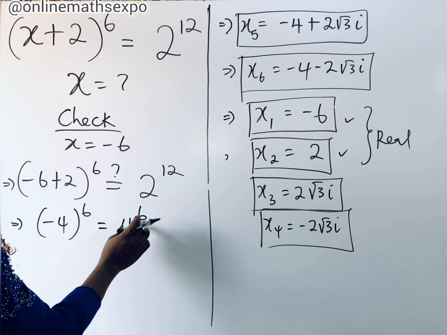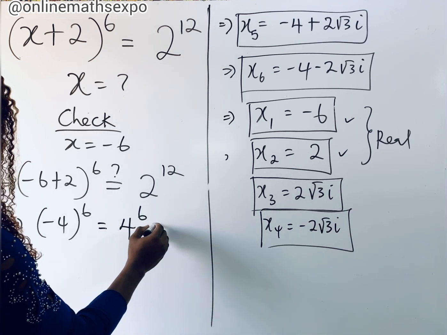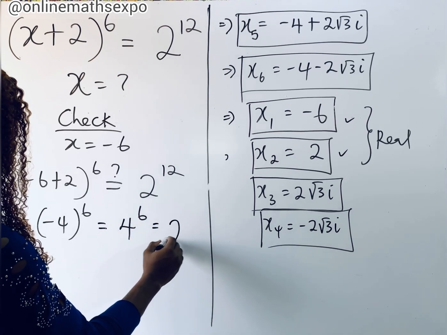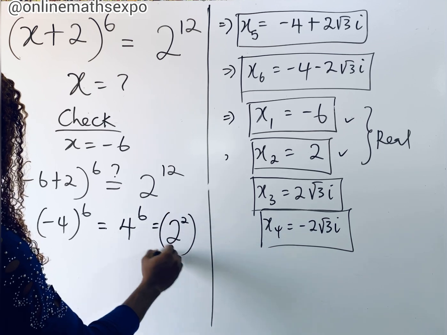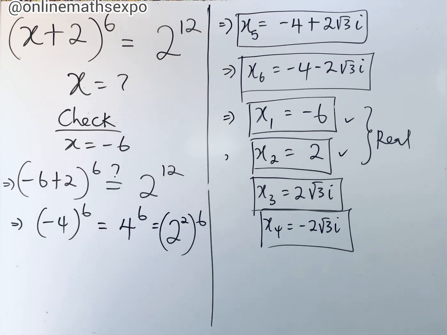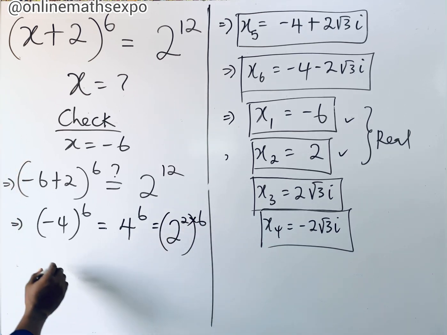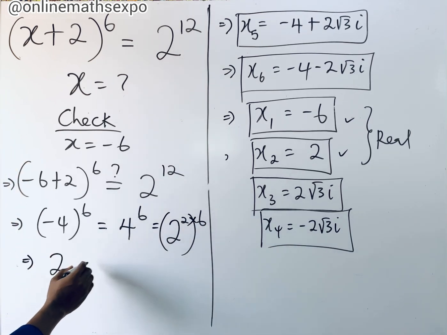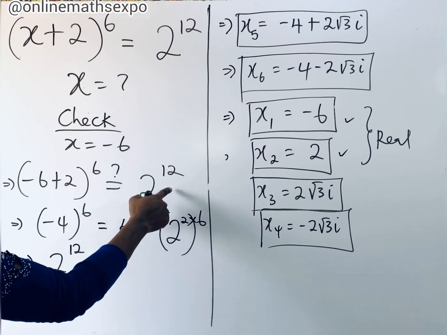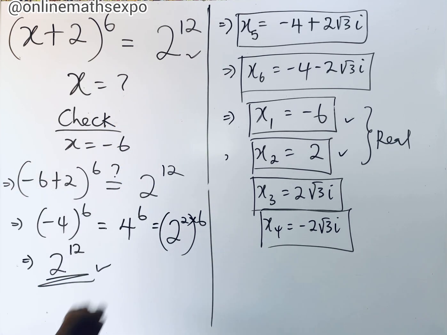And you know that 4 to the power of 6 is also the same as when you write it as 2 to the power of 2, all raised to the power of 6. I hope you've not forgotten. You can multiply these two powers to give you 12. So this is giving us 2 to the power of 12. And that is what we have at the right side of the equation.